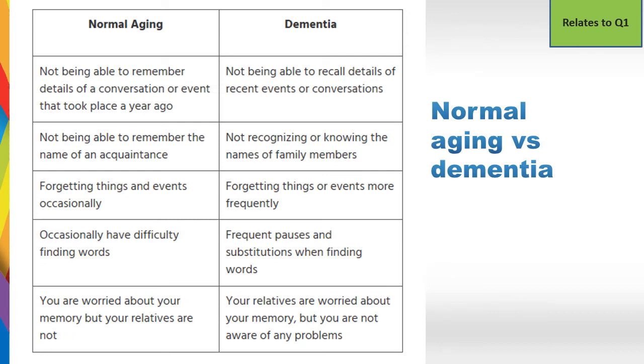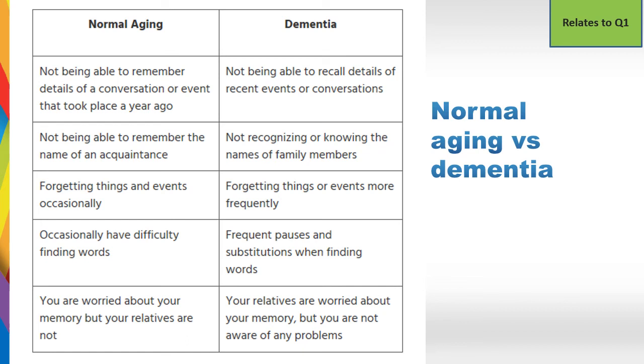So we have some normal aging examples versus some dementia examples. So, for example, not being able to remember the details of a conversation or event that took place a year ago would be considered normal age-related memory loss. Whereas in dementia, the person might not be able to recall the details of recent events or conversations.